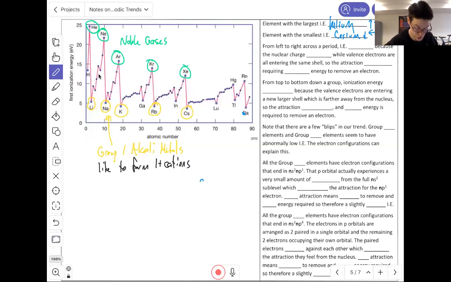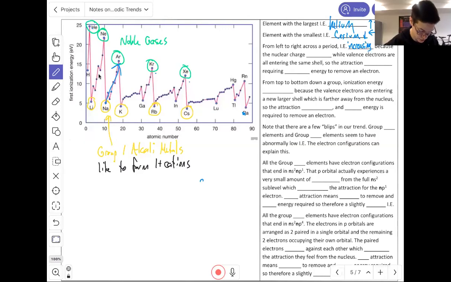So from left to right across a period, so looking at sodium, magnesium, aluminum, and so on, left to right going that way. If we look left to right across a period, the ionization energy is doing what? Increasing or decreasing? Increasing. It is increasing.